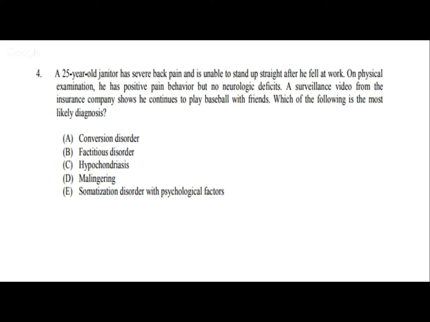So conversion is manifesting signs, right? There's no mention of this here. There are no neurological deficits except that there's pain, okay? Hypochondriasis, we're speaking about someone with multiple concerns regarding somatic preoccupations. He doesn't seem to have that, and there's no mention of that here. Factitious disorder is someone intentionally trying to get a gain from a pathology that's not there. Factitious is where they have a primary gain, and malingering is where they have a secondary gain. Okay, and then somatization disorder with psychological factors.